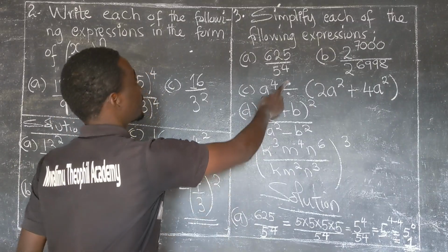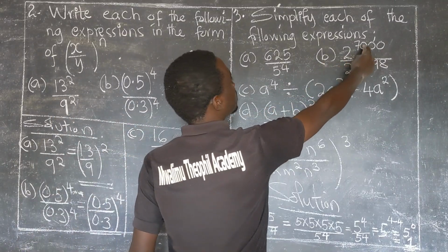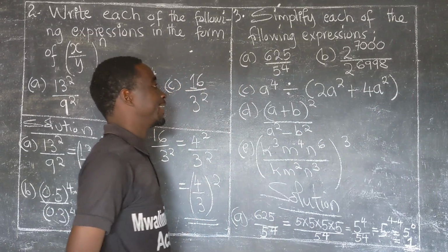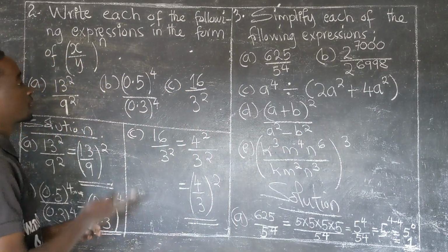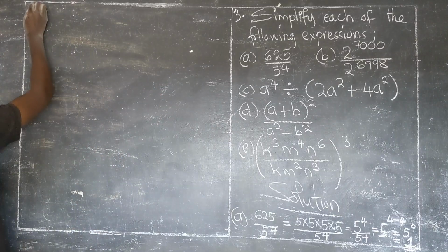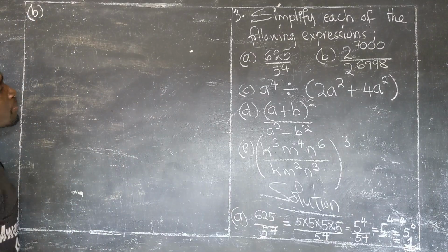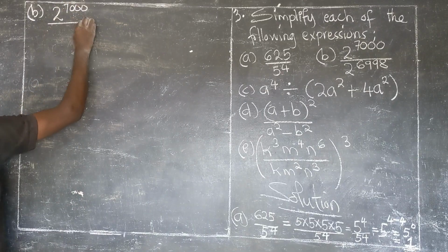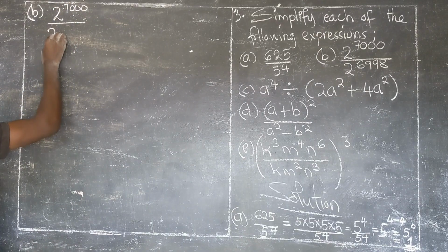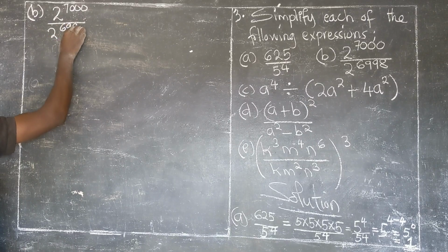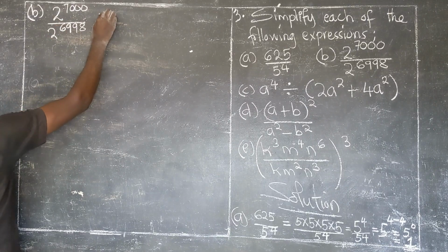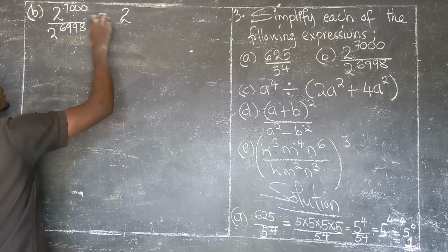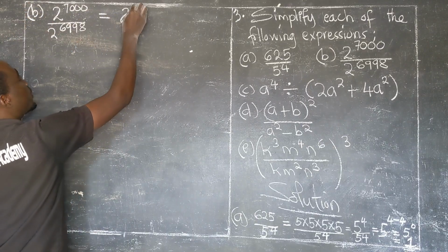Let's see part B, which is 2 raised to 7,000 divided by 2 raised to 6,998. Let's see the solution for part B. This will be equal to, as the bases are the same, we take a single base, and as it is division, we subtract the exponents.